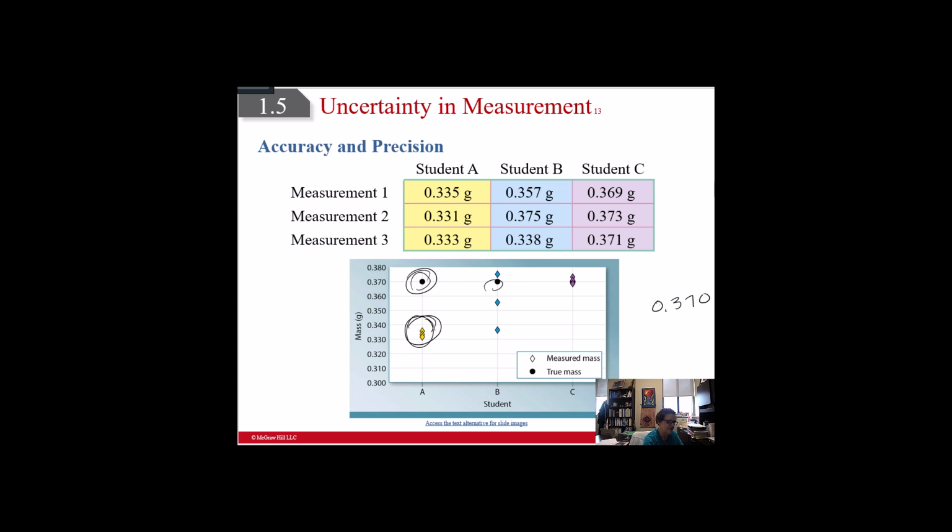Let's look at C for a minute. 0.369, 0.373, 0.371, that's going to average really close to 0.370. So they are close to the true value, and they're close to each other, so they are accurate and precise. This one, there's the true value. You had one that was kind of close to it, but the others were all over the place. So this one is neither accurate or precise. And as we said, this one is precise but not accurate because they were close together but not at the true value.